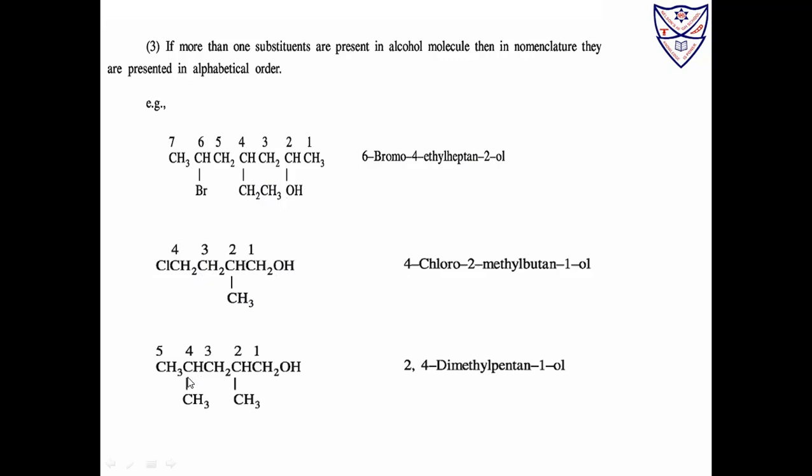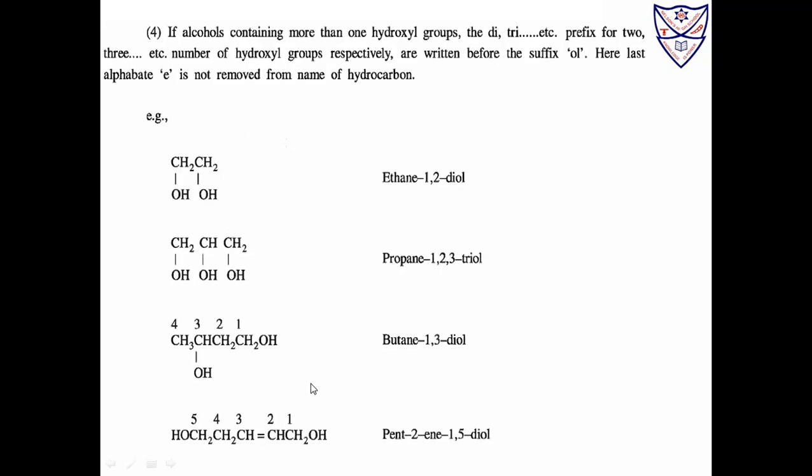And the last one is what? That's 2,4-dimethyl. Why dimethyl? Because 2 methyl groups are there. That's why dimethyl. Pentan-1-ol. Okay. These are the examples. Some more examples are there.